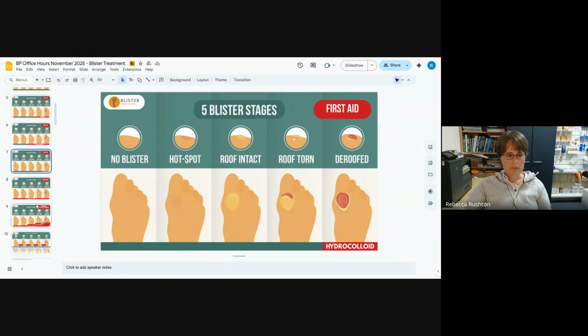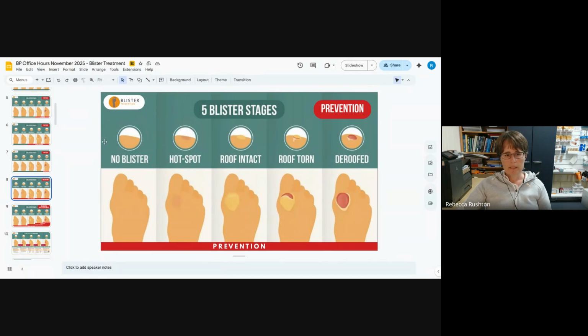So in terms of first aid, it is antiseptic for torn and de-roofed. You can put an island dressing on any of these last 3 stages, or as an alternative to the island dressing on de-roofed, you can put hydrocolloids. So that's your first aid. And then we need to implement prevention.